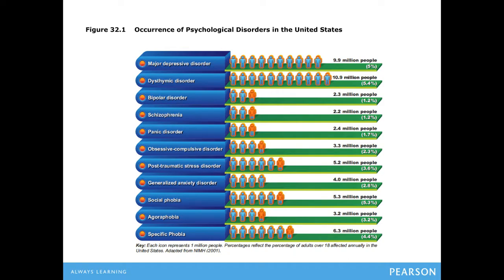Basically, this tells you the prevalence, or the occurrence, of psychological disorders in the United States. As you can see, major depressive disorder and dysthymic disorder, which are two types of depression, are the most common, and then everything below that is less common. Now, these are based on 2001 numbers, so what the 2018 or 2016 or 2015 numbers are, we're not really sure, but I would imagine depression is still number one.